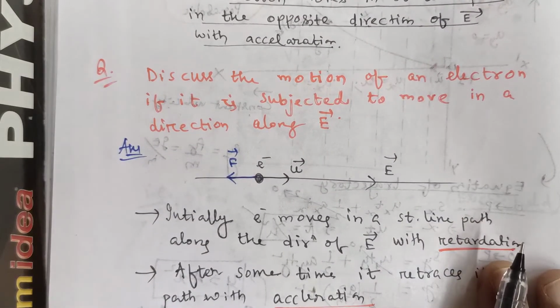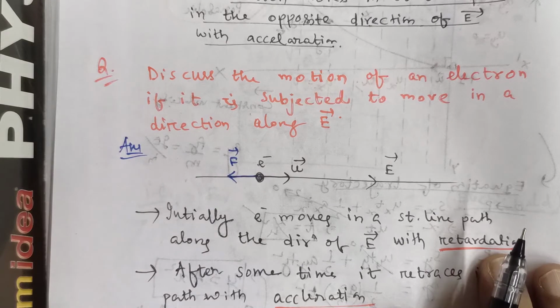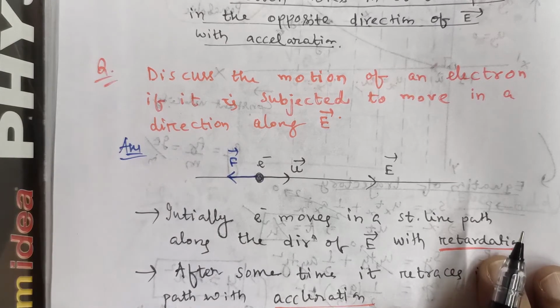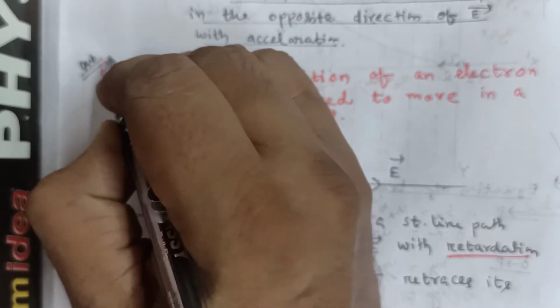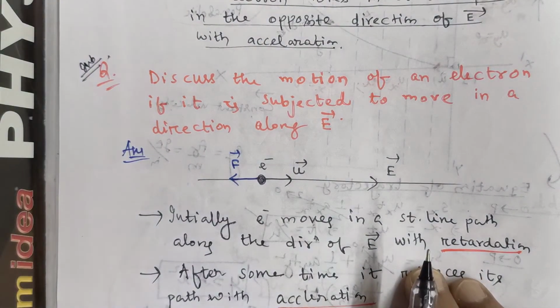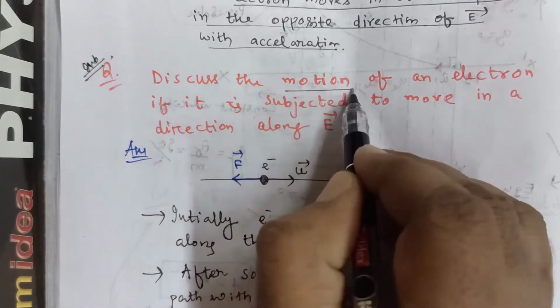Now another problem for you. Discuss the motion of the electron if it is subjected to move along the direction of the electric field. This question is important, you have to think, do not be hurried to give the answer. Don't panic. First you understand what the problem is. Now here, again I am repeating, discuss the motion.